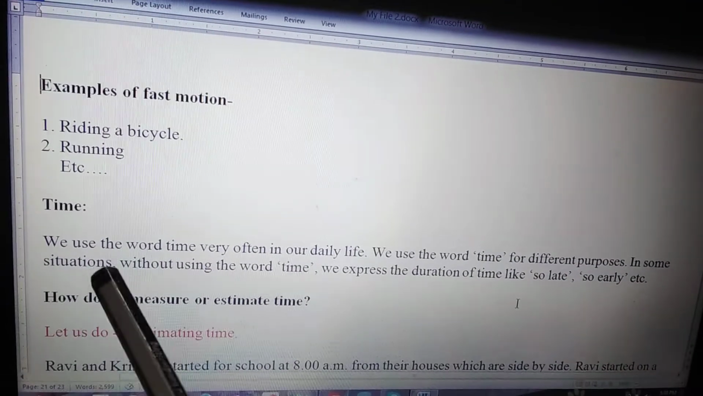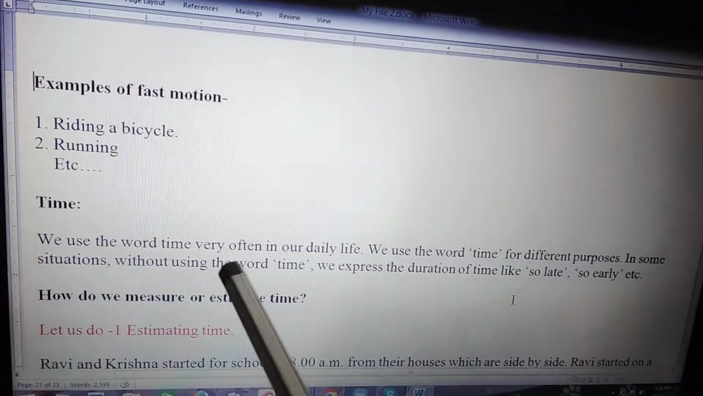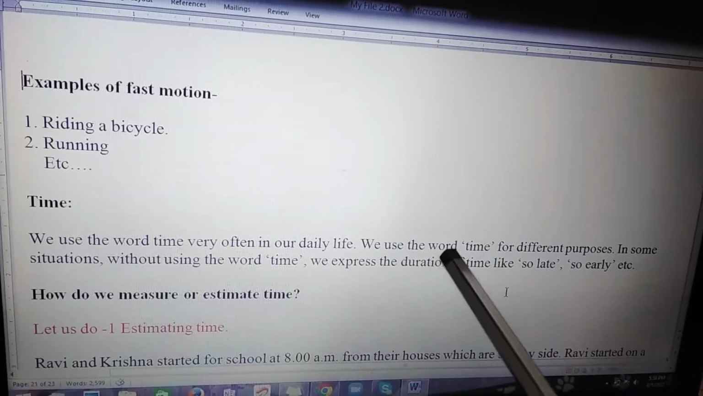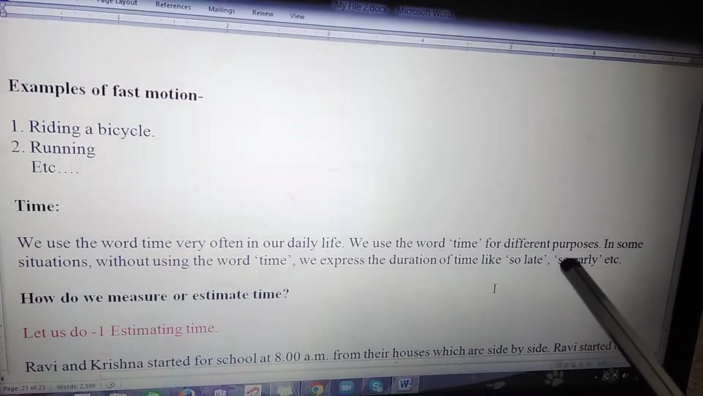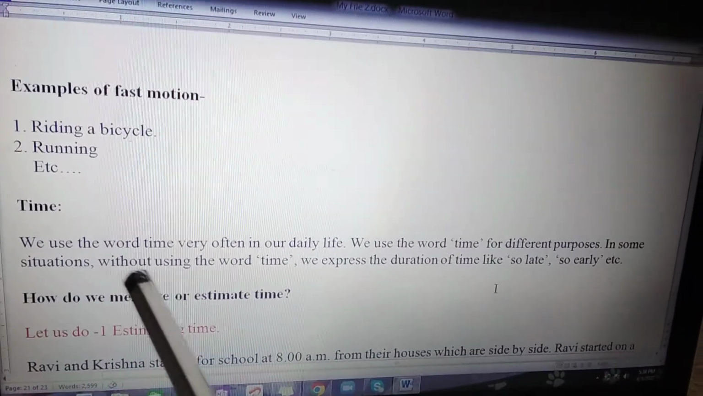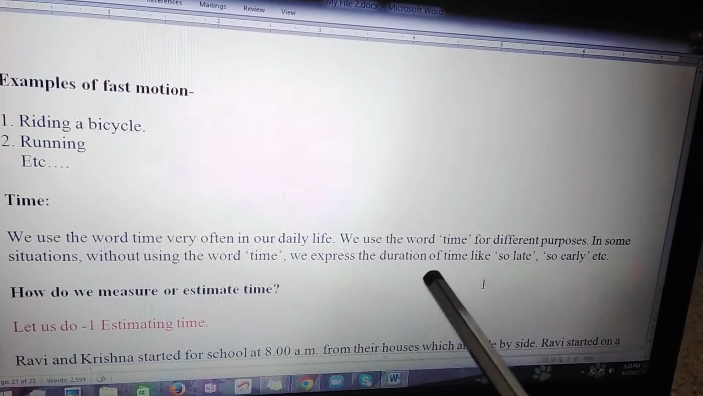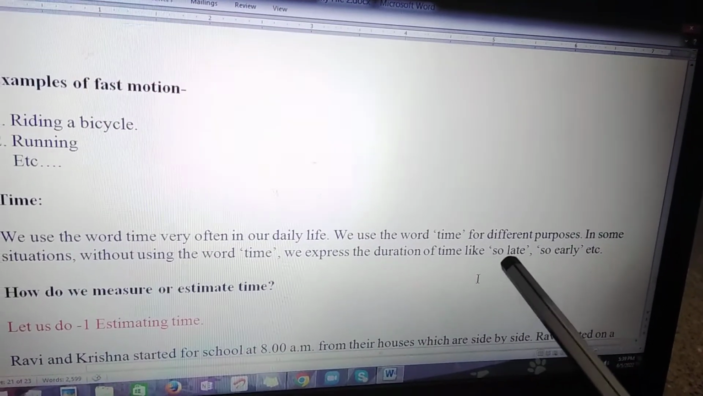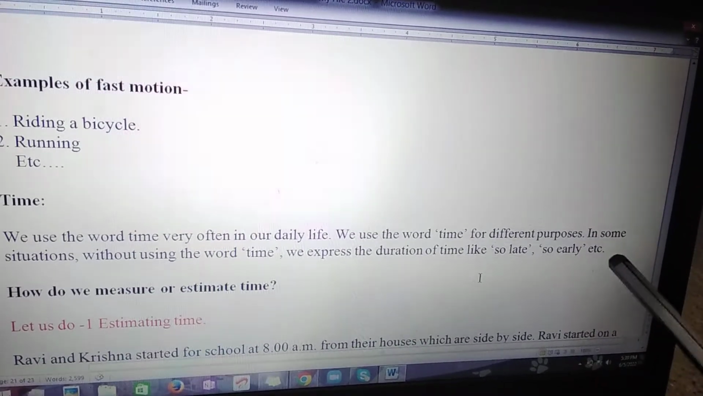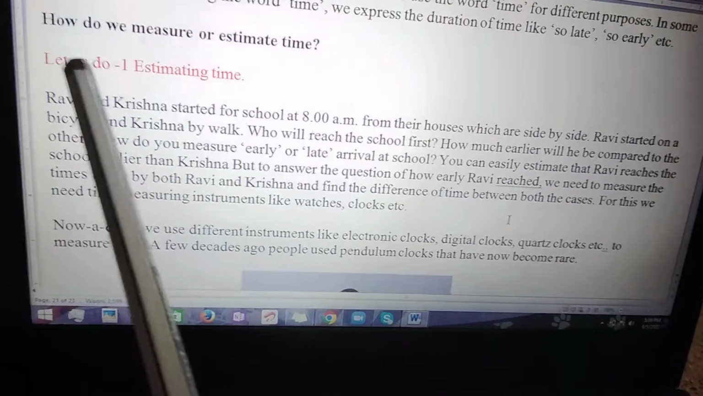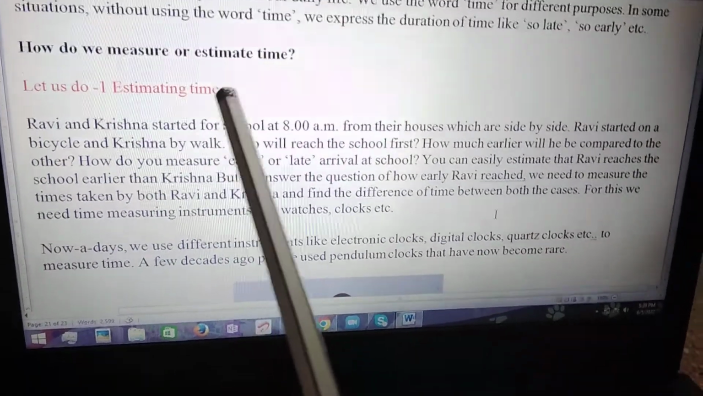Time. We use the word time very often in our daily life. We use the word time for different purposes. In some situations, without using the word time, we express the duration of time like so lately, so early, etc. How do we measure or estimate time?